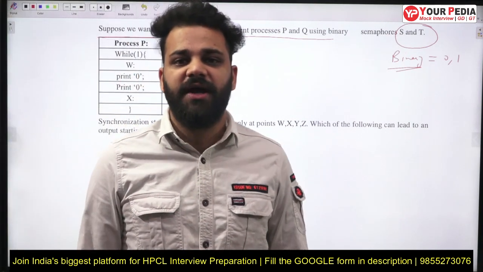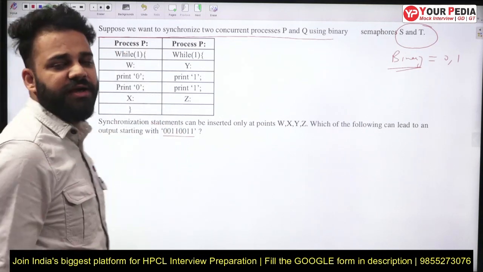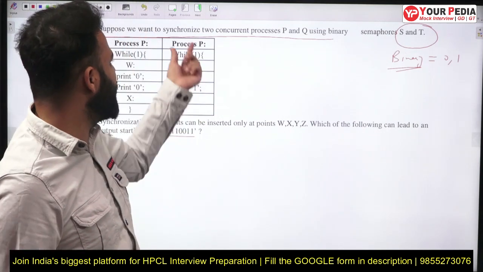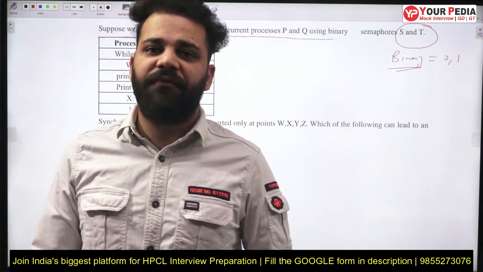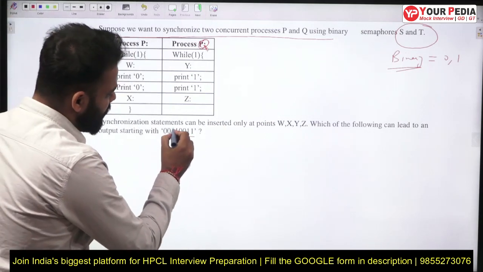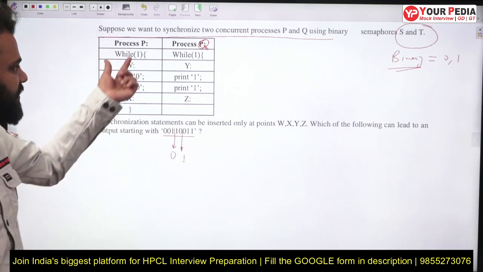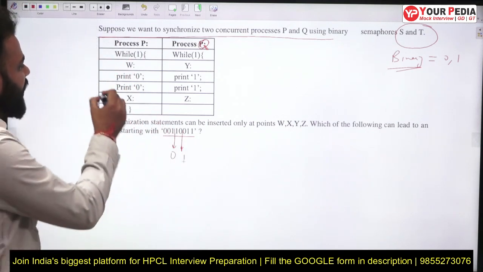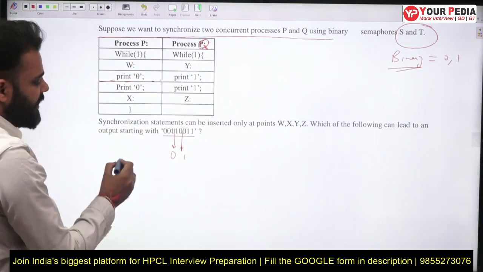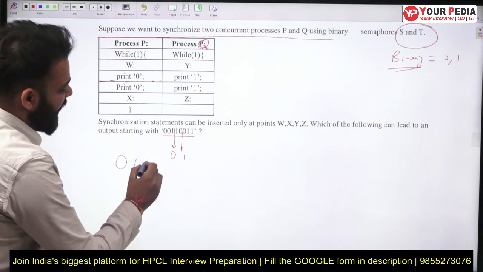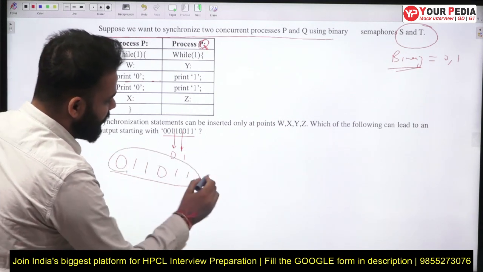The first thing is it should start with 0. So this program P should be initiated first, and after that the Q program can run. Now if there is no 0 in between here and no 1 in between here, and you start this program and try to preempt it here, it should not allow the Q program to run, because then the output can change. So this cannot be allowed.